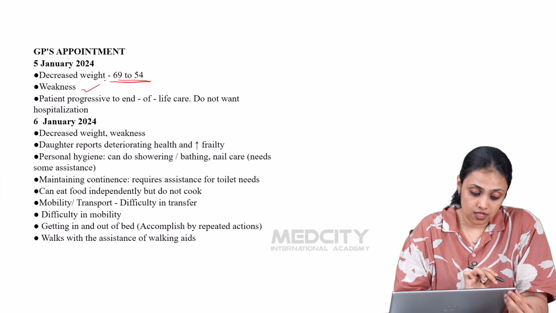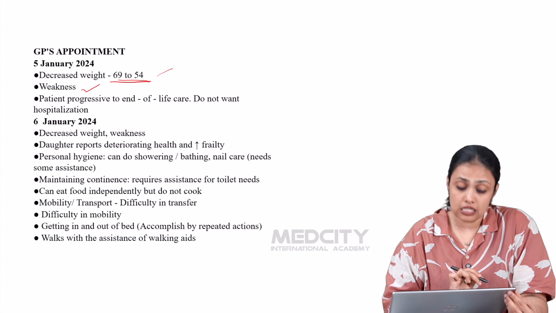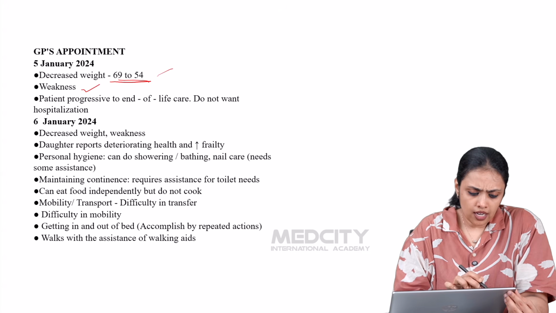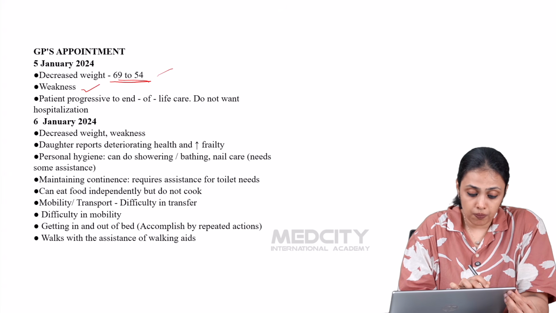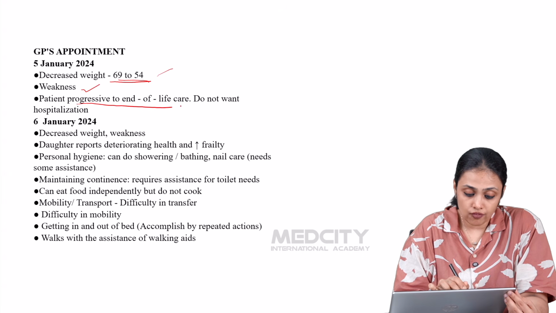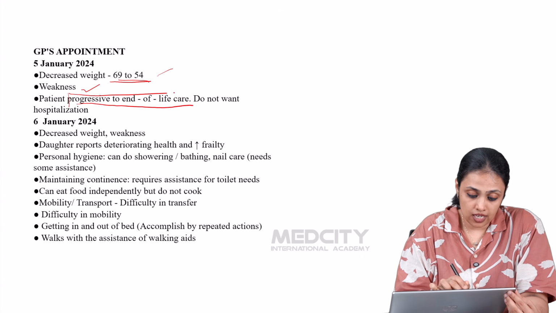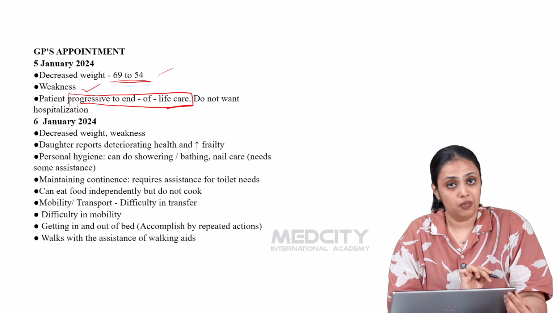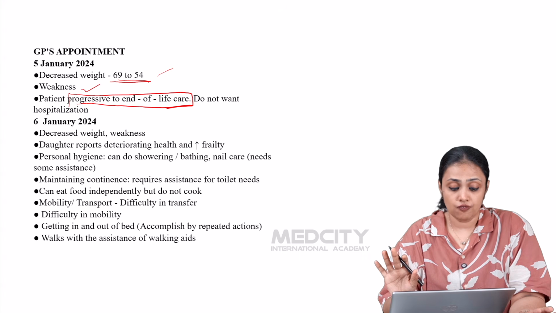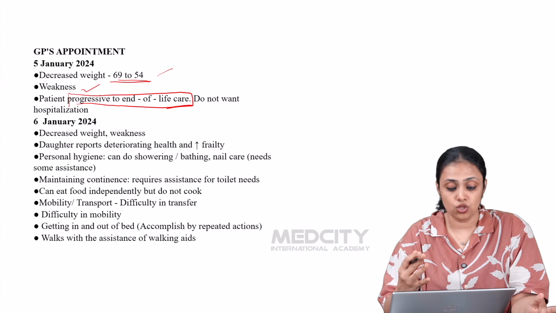And the patient has reported weakness. So these two details are relevant. Then the patient is progressing to end of life care. This is very important information, something which has been confirmed during the GP consultation. The patient has been identified as progressing to end of life care.